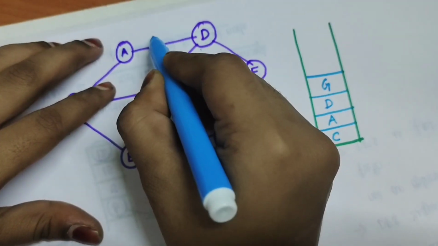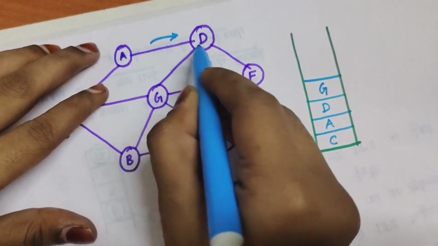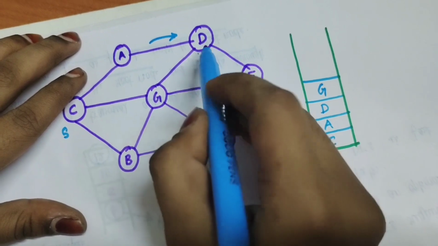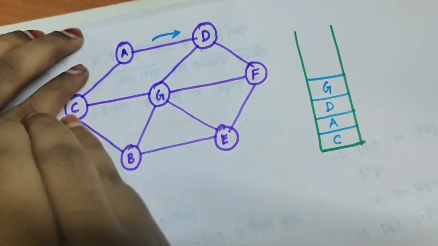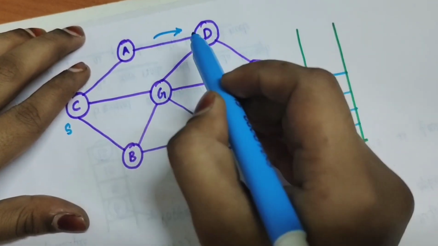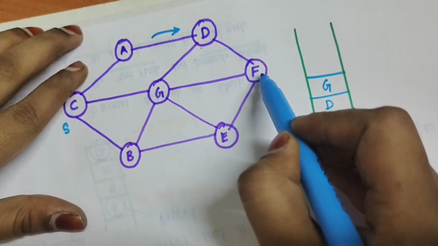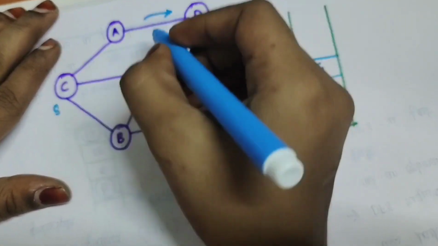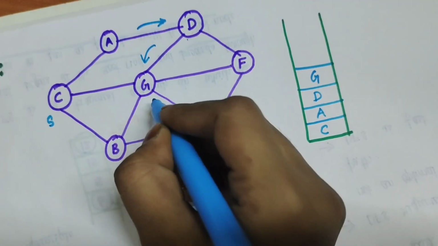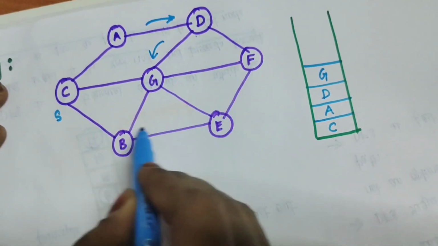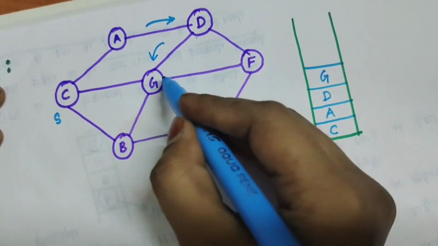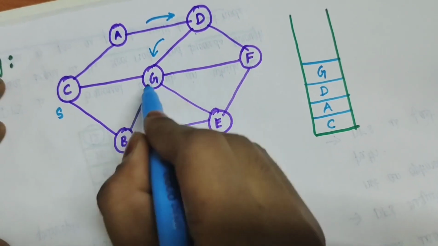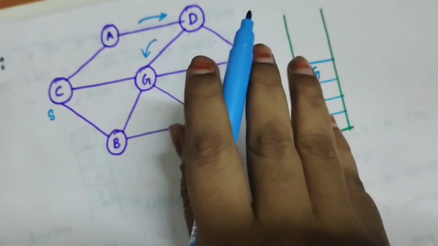Then again moving to D, I'll see all the adjacent vertices of D. A, G, F are the adjacent vertices of D. But since A is already visited, I can't take A. So either G or F. I have taken G and pushed G into the stack. And once moving on to G, I have taken all the adjacent vertices of G. But D is already visited, C is already visited. And so I have B, E, F as the options.